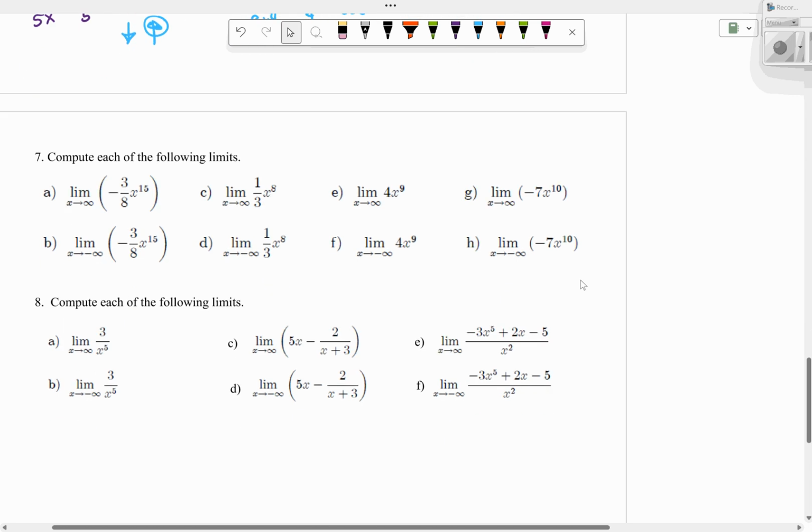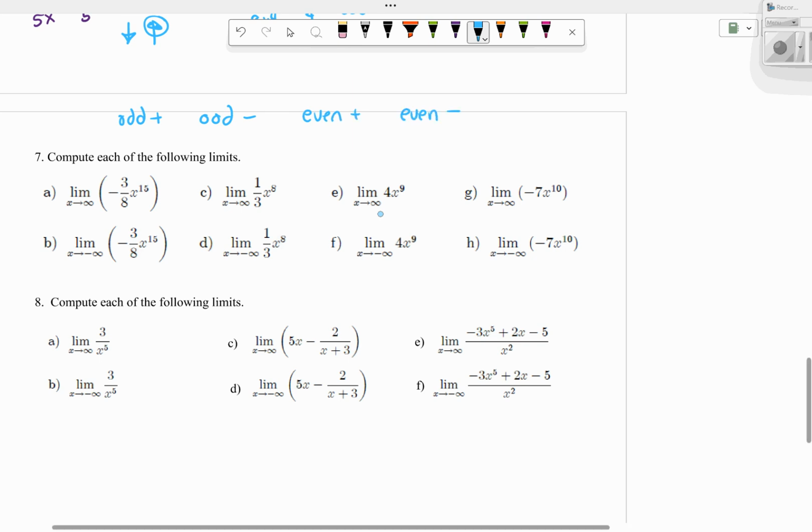So next we're looking at what are called power functions. Note it has a number in front and x to some power. These are called power functions. You can think about them like a polynomial function with just one term. So when we're computing these limits, again, you just need to think about your polynomial end behavior. So we have odd positive, odd negative, even positive, and even negative.